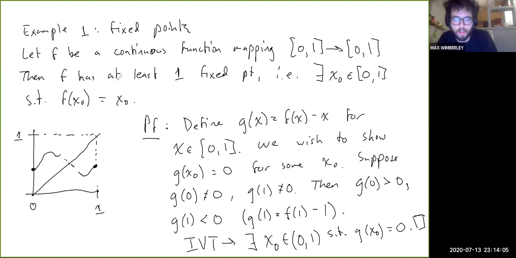And I think there might be a problem on the homework that uses a similar trick for a different application. So this kind of idea comes back. If you're trying to show that some algebraic condition holds, a lot of the time you can turn it into a question about the intermediate value theorem by just manipulating whatever equation you're trying to prove has to hold for some value of x.